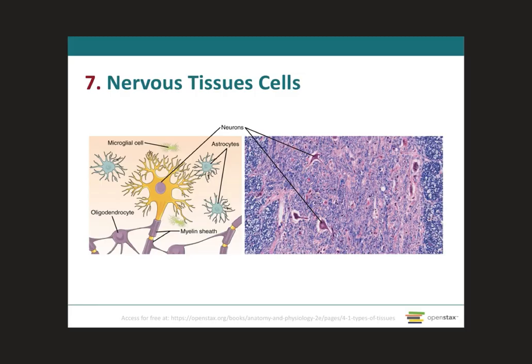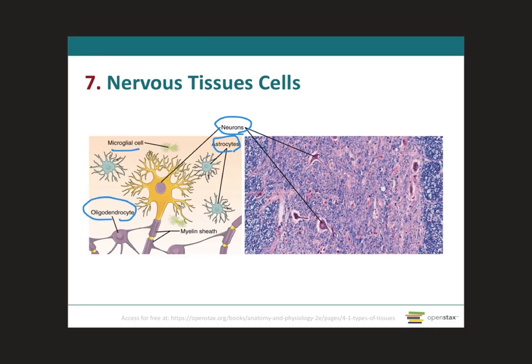The neural tissue is formed by two main cells, which are the neurons and the glial cells. There are several types of glial cells. There are 4 that are present in the central nervous system and 2 that are present in the peripheral nervous system. On this slide we can see 3 examples of glial cells that are present in the central nervous system, which are the astrocytes, the microglial cells, and the oligodendrocytes.